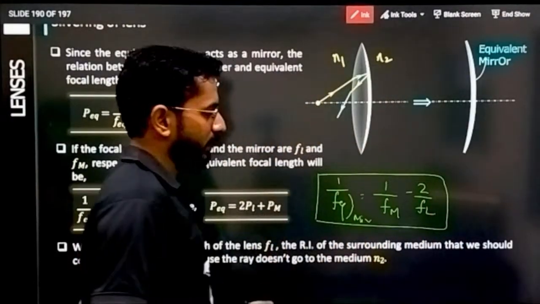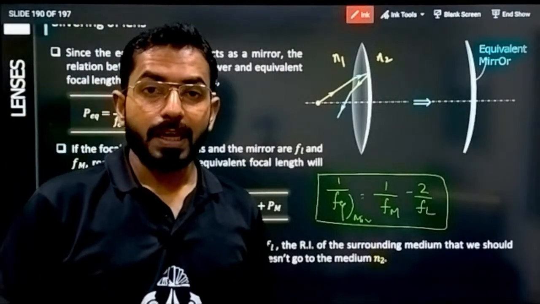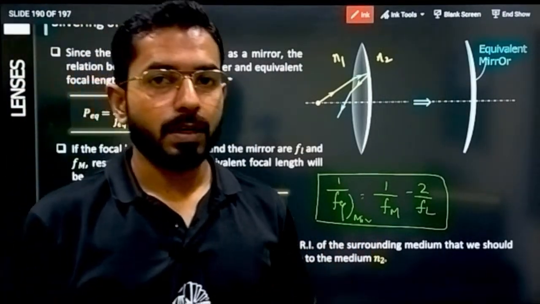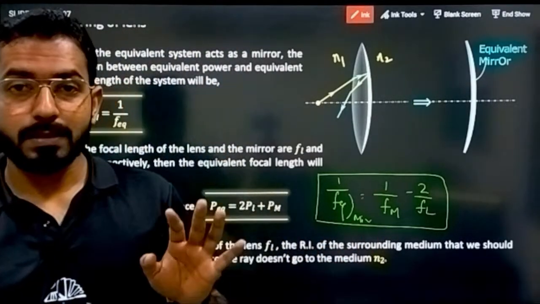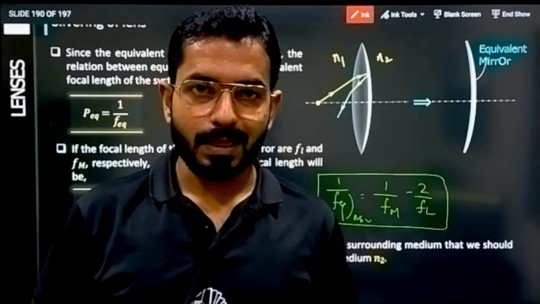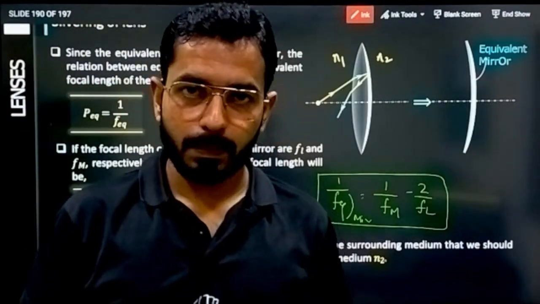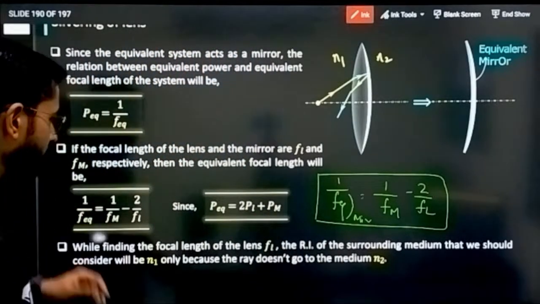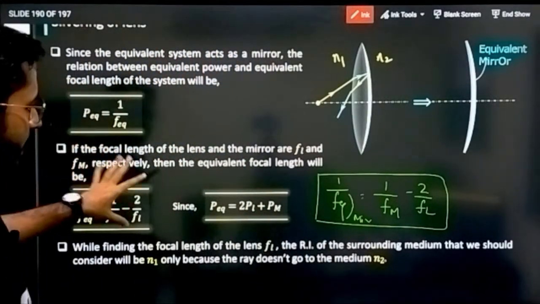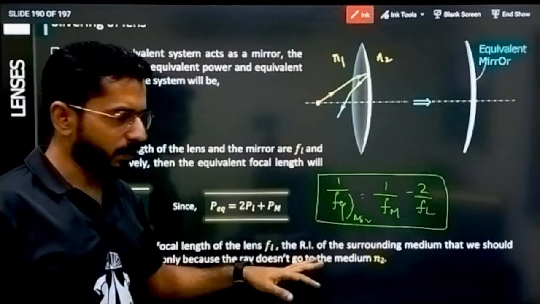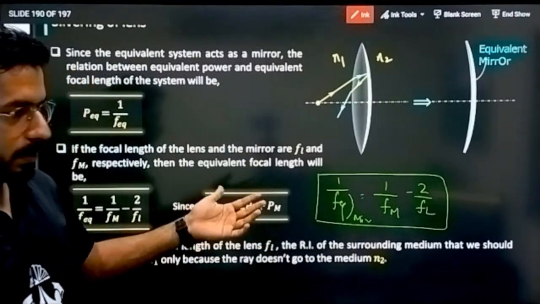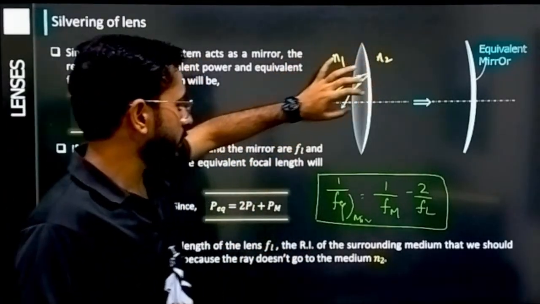If it comes out negative, it will behave like a concave mirror. If it comes out positive, it is going to behave like a convex mirror. If it comes out infinite, then it is going to behave like a plane mirror. So the basic things are represented here, and in the same way you can define it for equivalent power also, just reversed. That's why it is defined for power.